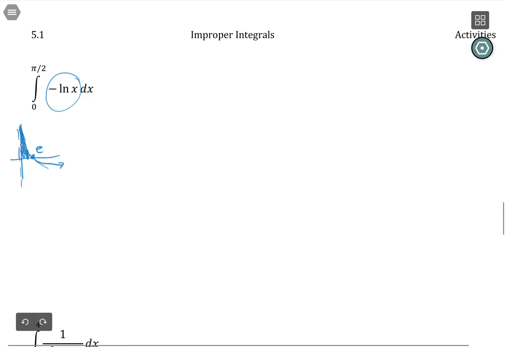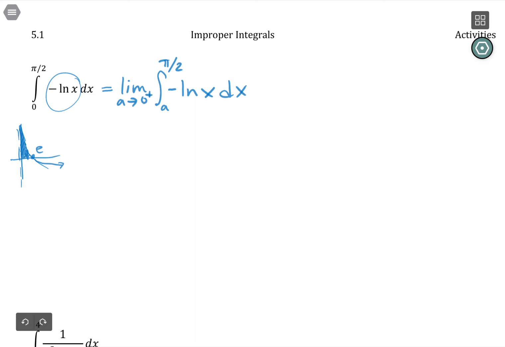So we're looking for this infinitely tall, skinny piece of area. And we want to know, is it finite or is it infinite? Okay, so we want to remove the problem. So 0 is the problem. I'm going to replace it with an a. You choose your letter. It better not be x. That would be a bad thing. x already has a meaning. And then we're going to take the limit as a approaches 0. And notice we're only interested in a approaching 0 from the right. So we don't have to think about negative numbers, which is good because natural log's undefined.